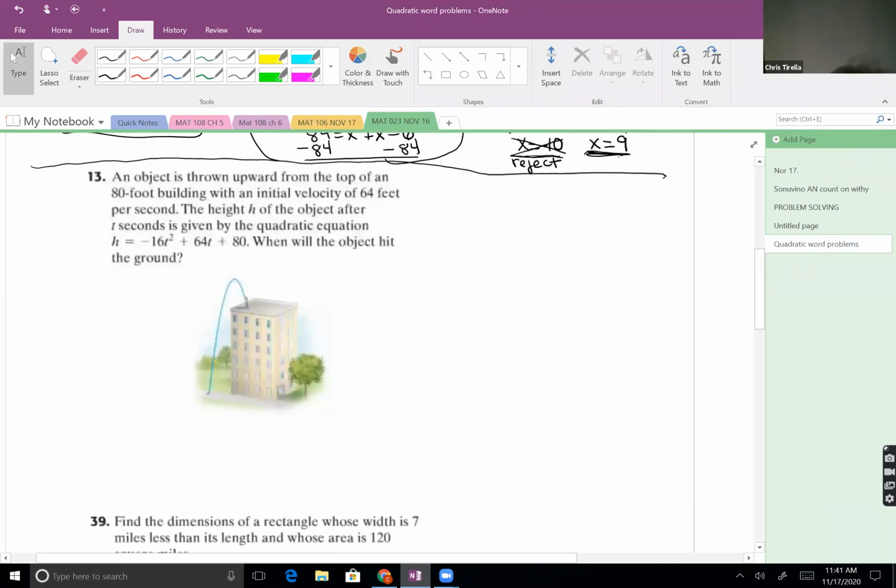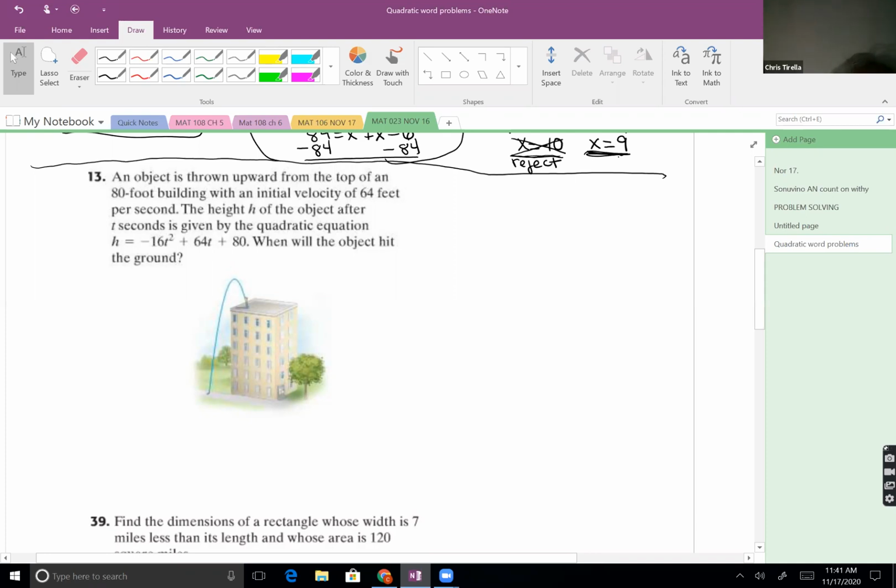Next one says an object is thrown upward from the top of an 80-foot building with an initial velocity of 64 feet per second. The height h of the object after t seconds is given by the quadratic equation h equals negative 16t squared plus 64t plus 80. When will the object hit the ground?